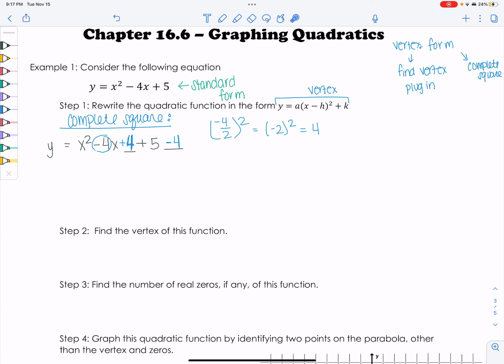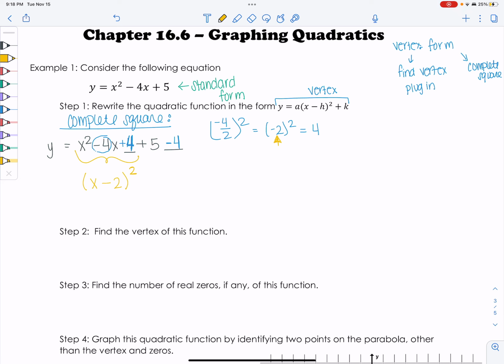Now I'm going to finish completing the square on this part so that I can set up those parentheses for my vertex form. And so it was always x and the number before I squared it, squared. And then over here, 5 minus 4 is going to give me 1. And so there I have gotten my vertex form. Now I can pull out my vertex, which I'll need in step 2, and off I go.